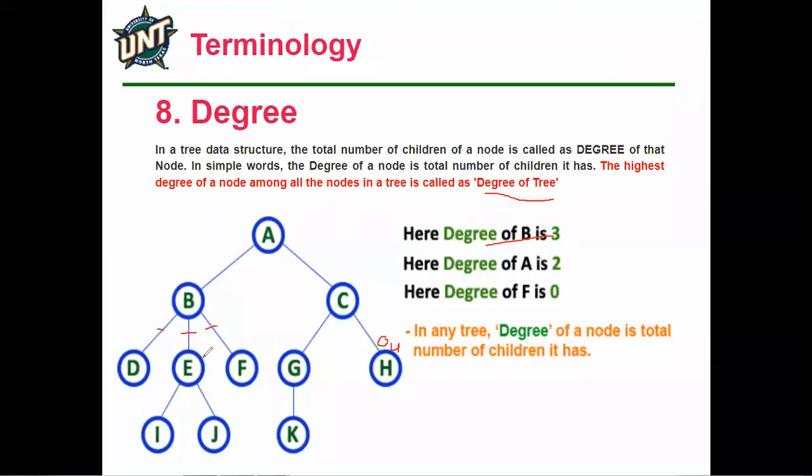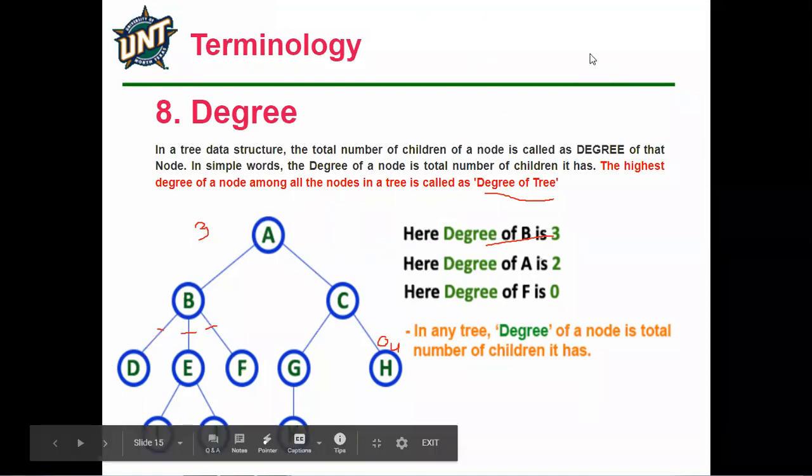So which has the highest degree? We can see here B has the highest degree, 1, 2, 3. So what will be the degree of the tree? The degree of the tree will be 3. So we have to find the highest degree of node amongst all the nodes in the tree. I hope everyone is clear now on the concept of degree of node as well as degree of tree here.